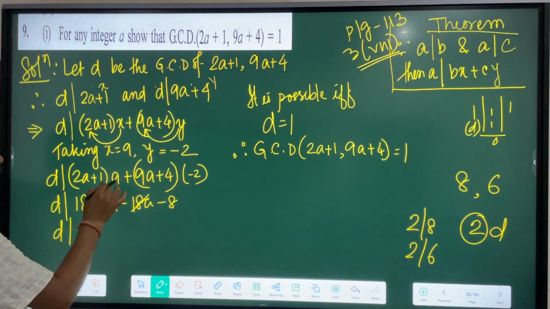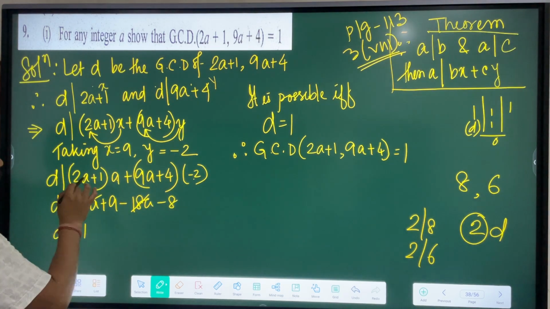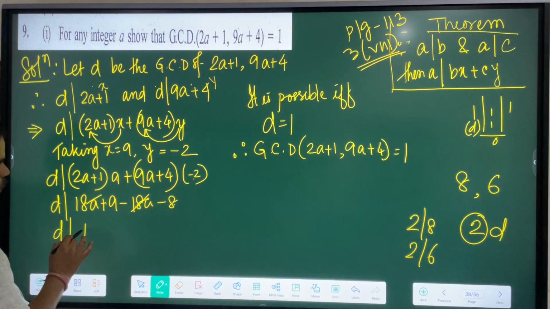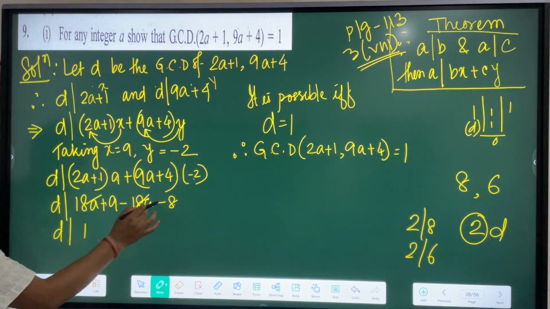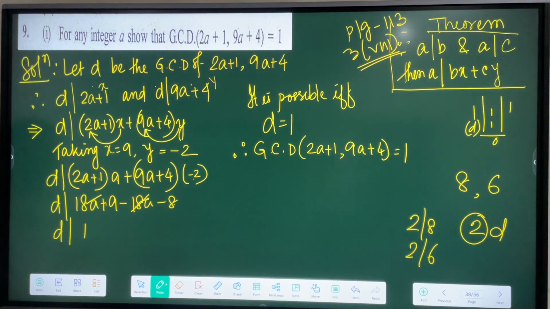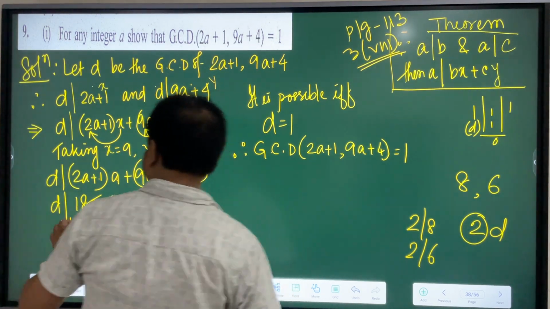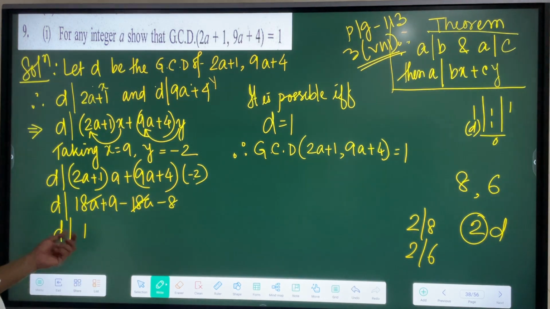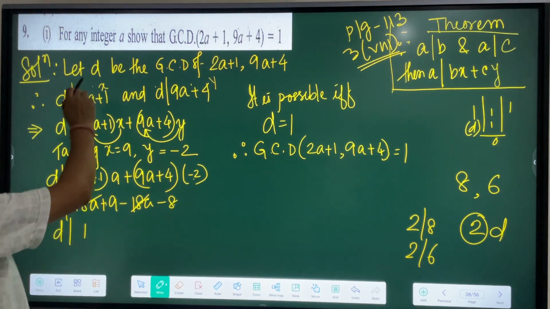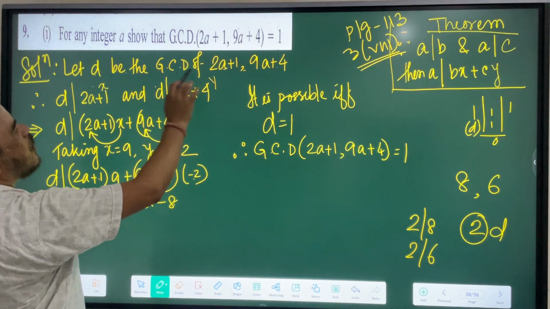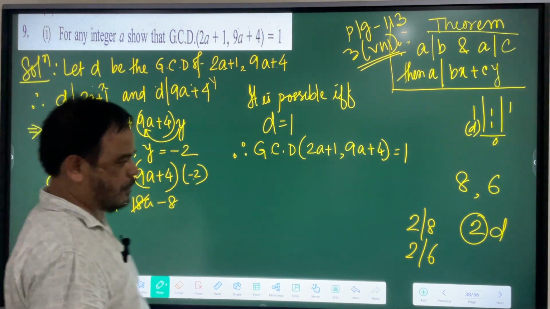So in place of x, 9 is written, in place of y, minus 2 is written. 9 times 2 is 18, minus 18. So 18a minus 18a cancel, plus 9 minus 8 is 1. D divides 1. It is possible if and only if D equals 1, because 1 is divisible by 1 only, nothing else. That means D should be 1. So D, the GCD of 2a plus 1 and 9a plus 4, is 1.